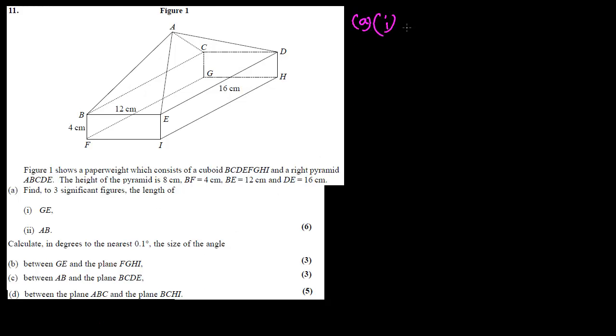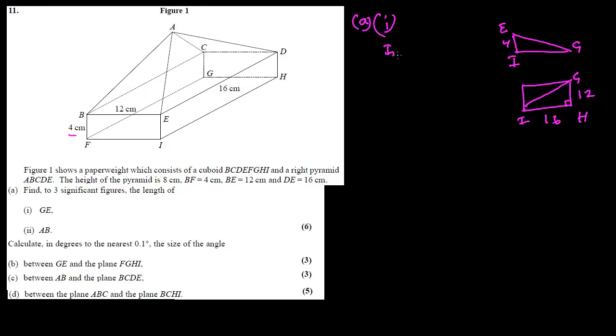Question number A1. From the triangle GEI, we know EI is 4 because this is 4, so this will also be 4. Now we need GI. We can find GI from the diagonal because we know the base is a rectangle, so this is GI, and this is H. This is 16 and this is going to be 12, because if this is 12, this is also going to be 12, and if this is 16, this is going to be 16. So this is 90 degrees.